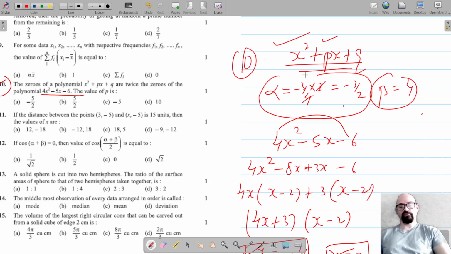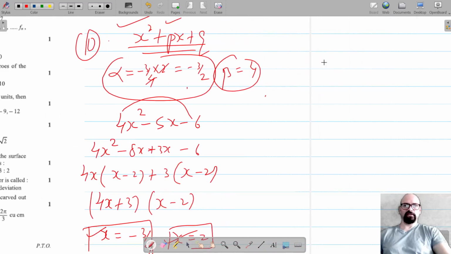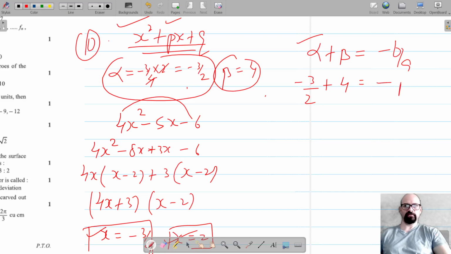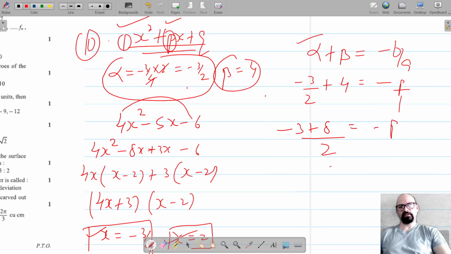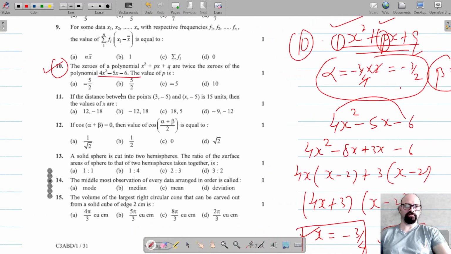For the value of p, I can use that the sum of the zeros is given by minus b by a. Alpha is minus 3 by 2 plus beta is 4 is equal to minus p, since a is 1 in this case, and this is a and this is b. So minus 3 plus 8 over 2, which is 5 by 2, is equal to minus p, which gives us p is equal to negative 5 by 2. So negative 5 by 2 is the answer, that is option A.